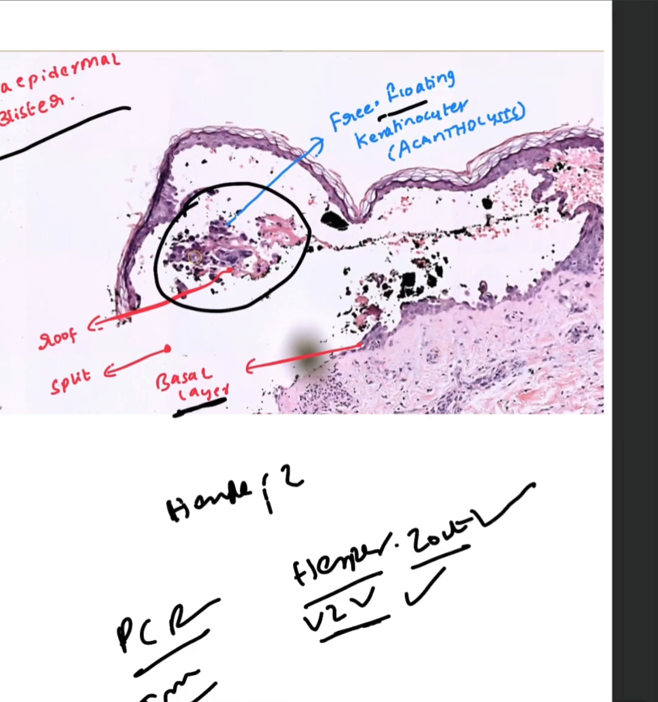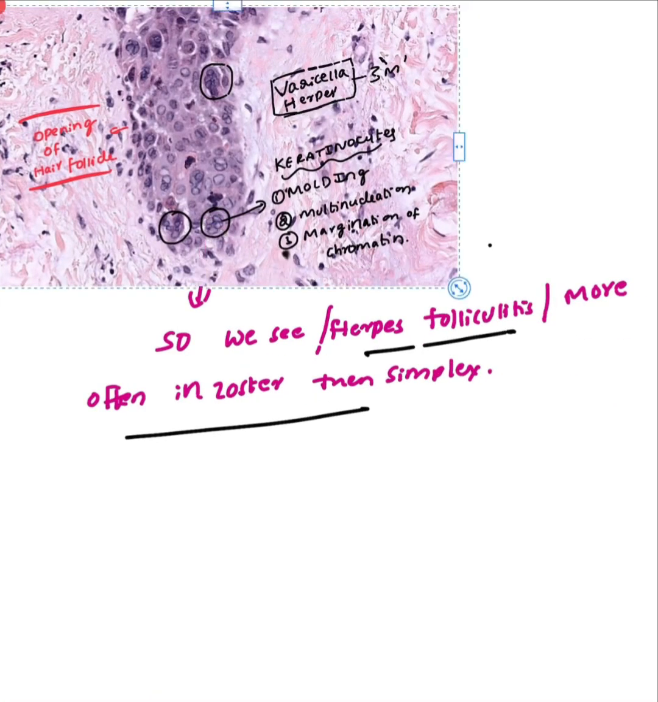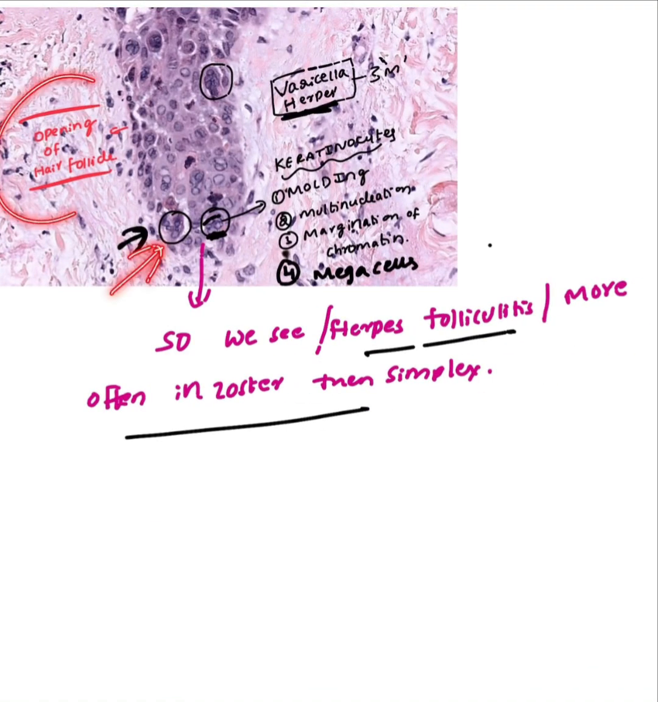Another way is you can look at hair follicle involvement. Usually hair follicles are mostly involved in case of zoster compared to herpes simplex, because usually the virus resides in the sensory ganglia. The virus reactivates along the sensory nerves, and some nerves connect through the hair follicles. So this virus travels from the nerves to the hair follicles, then reaches the epidermis and infects the skin and keratinocytes. Thus this is the hair follicle, the opening of the hair follicle.